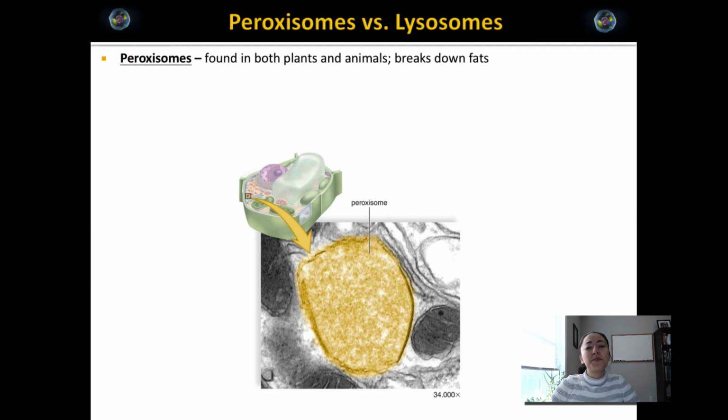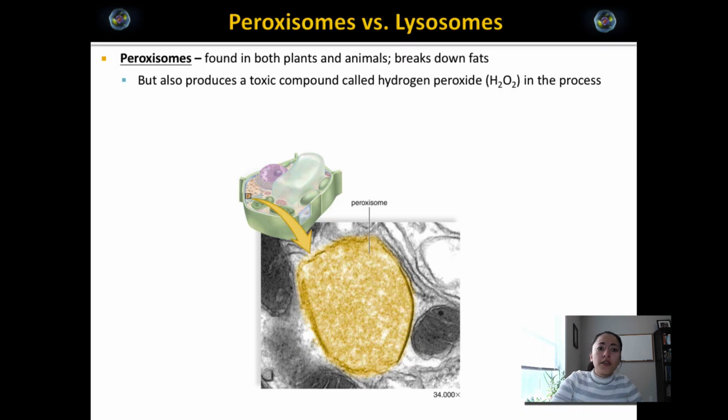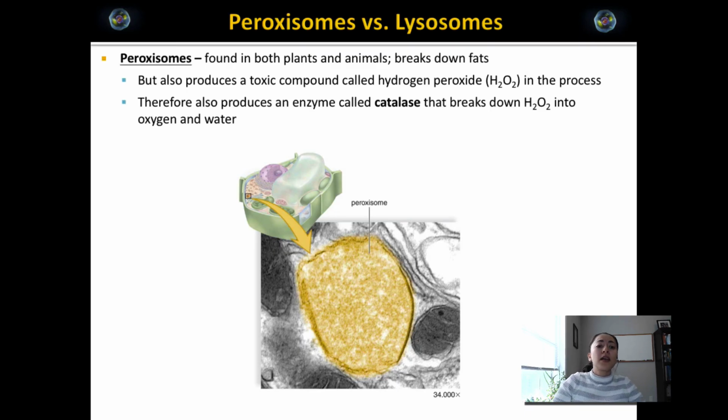Peroxisomes are found in both plants and animals, and their main role is to break down excess fats within the cell. However, they also produce a toxic byproduct called hydrogen peroxide in this process of breaking down fats. You may be familiar with hydrogen peroxide if you've ever poured it on a cut in order to sterilize a wound.